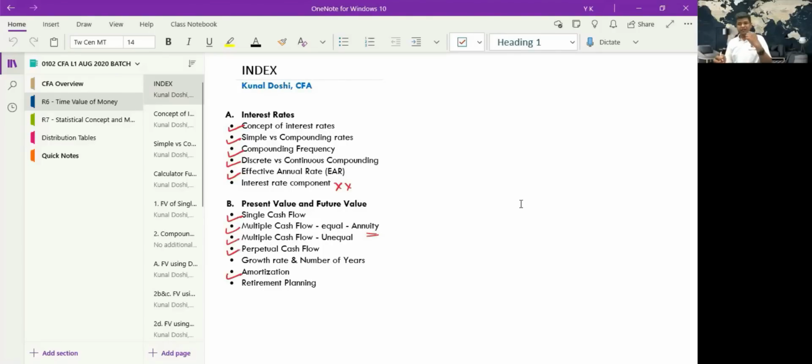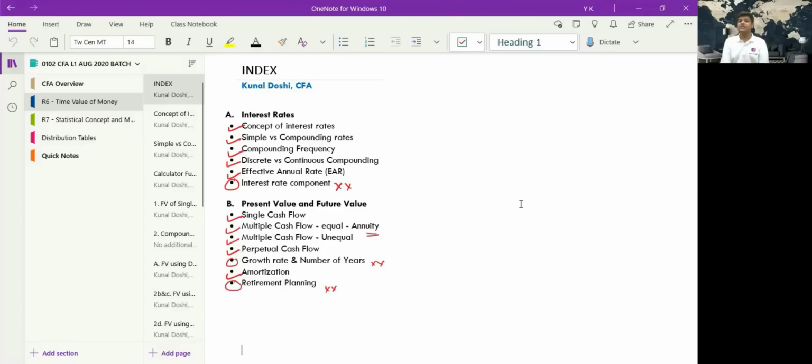Now we are remaining with just a few calculations: the growth rate, retirement planning, which is important, and then I'll discuss the interest component. So these three are remaining. That is what we'll probably finish in the next session. We are done for the day. In the next session, we'll be finishing up with time value of money.